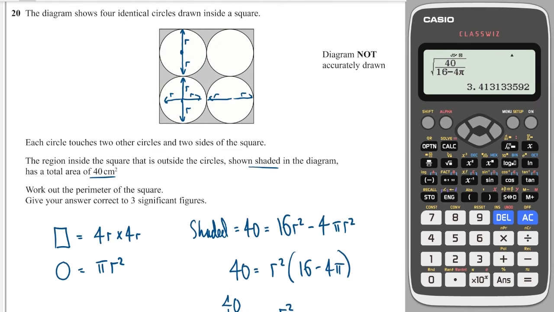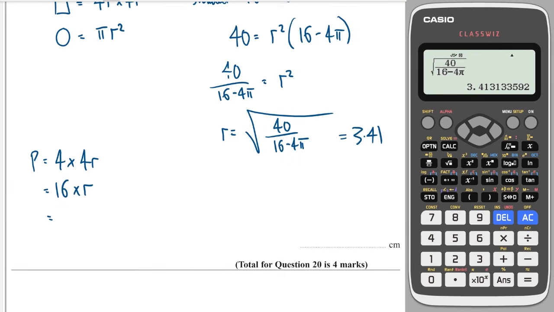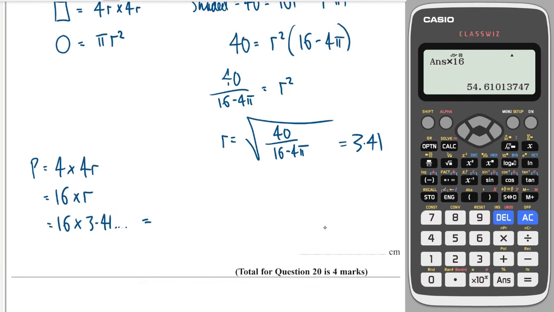Work out the perimeter of the square. Well, the perimeter will be 4r, 4r, 4r, and 4r. So the perimeter is equal to 4 times 4r, which is 16 times r, which is 16 times 3.41... But we've got that in our calculator, so we can just times this by 16, and we get an answer of 54.6 to 3 significant figures.